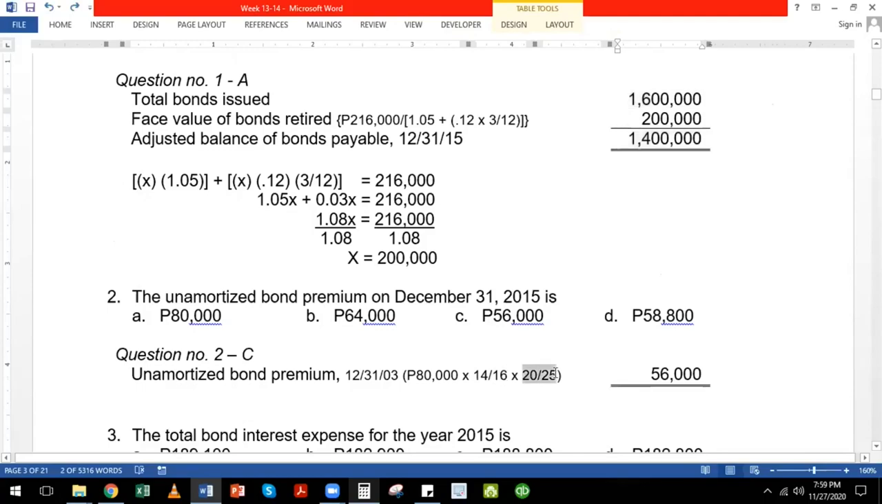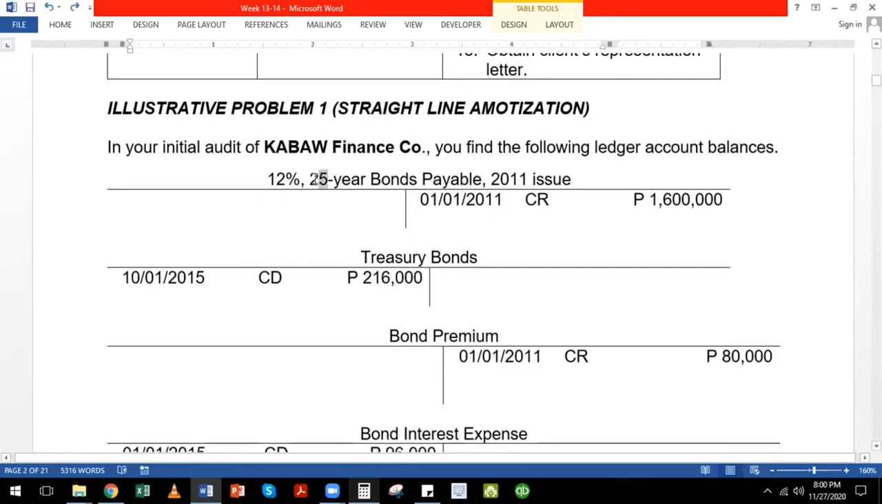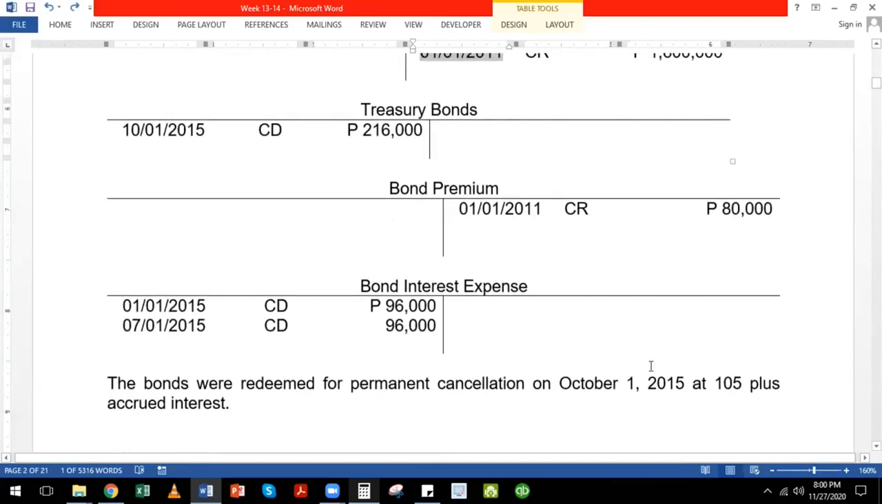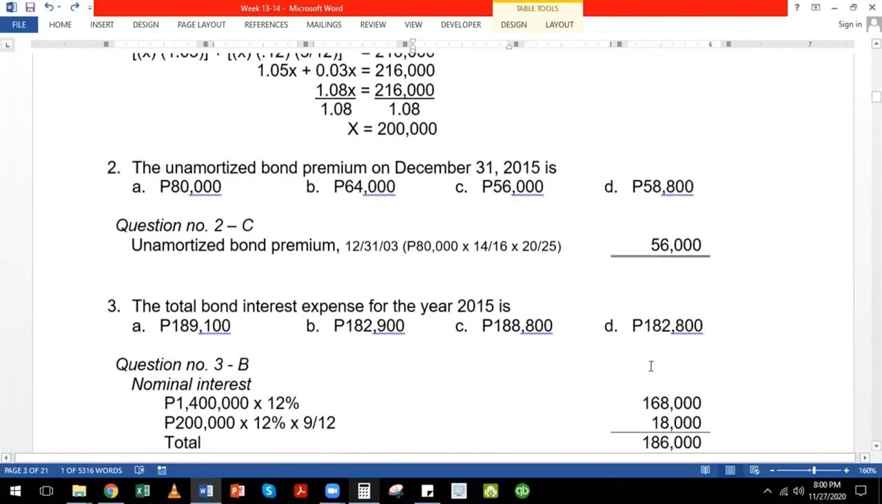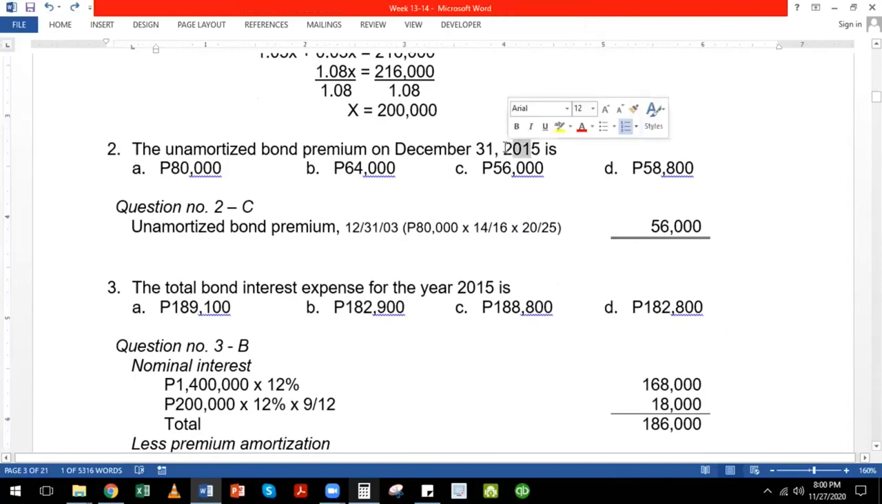Multiplied mo sa remaining number of years. Pila ganito ka years ang bonds? Ang bonds is 25 years, diba? And then nagsugod 2011, so straight line lang siya, divided by 25 years. And then pila na lang ka years ang nabilin? 2011 nag-start, and the question was 2015. Therefore, ang na-expire is 4 years.